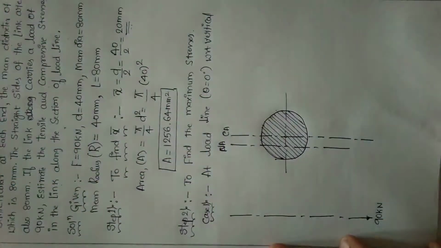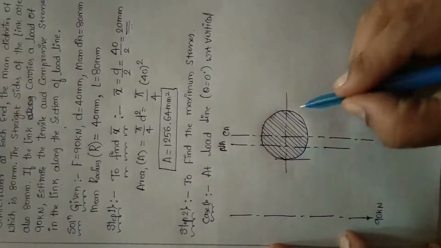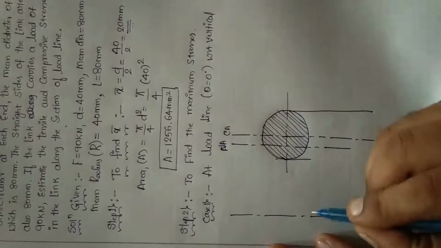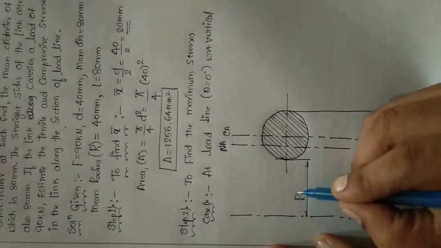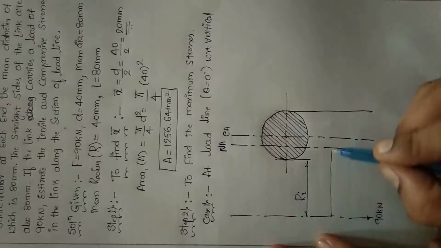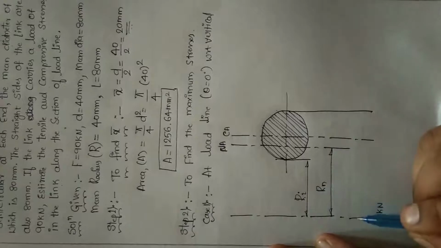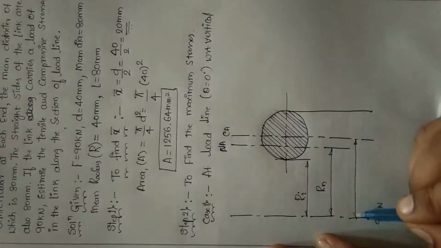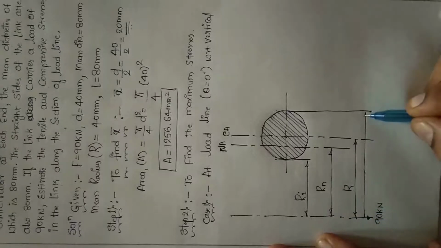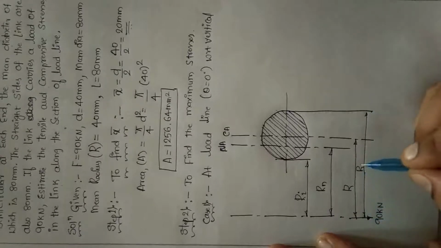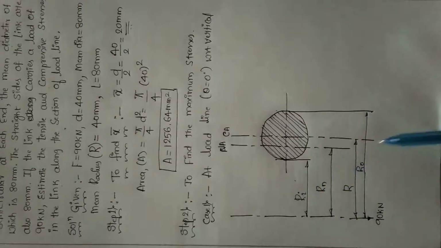So from here we have the radii: one for the inner fiber and one for the outer fiber. The inner fiber radius I call Ri, the neutral axis radius I call Rn, and the centroidal axis radius is R. The outer fiber radius will be R naught. So here I can easily get Ri and R naught.